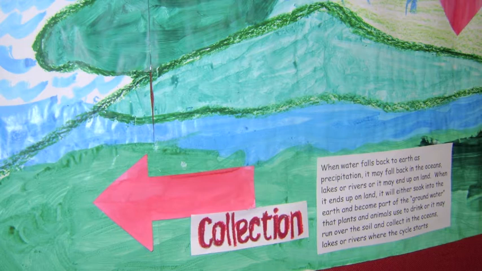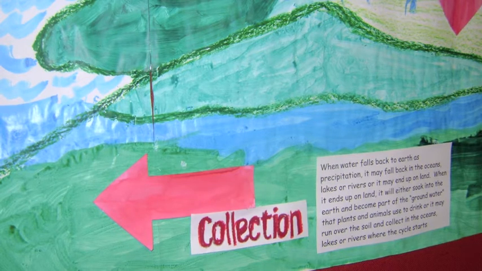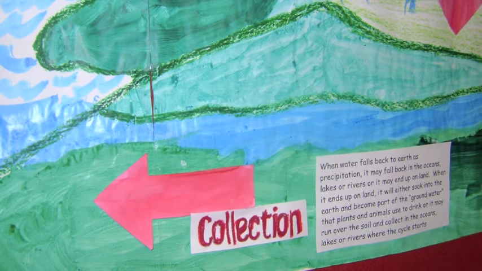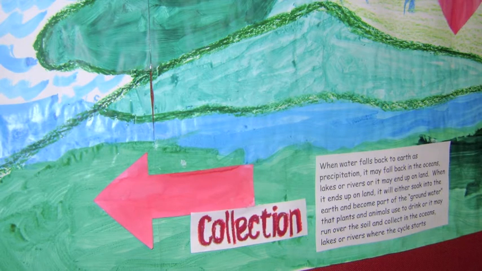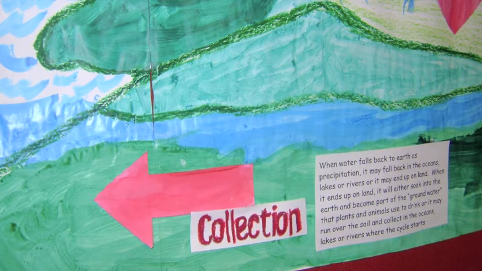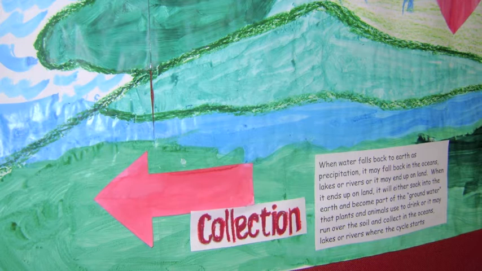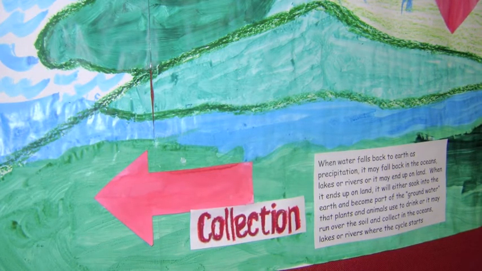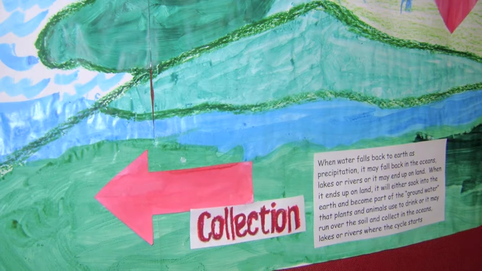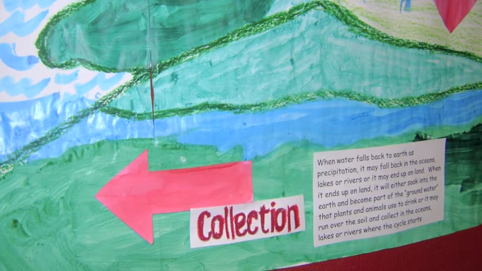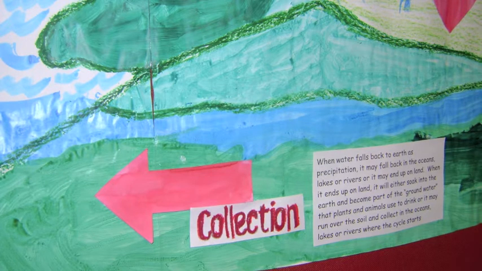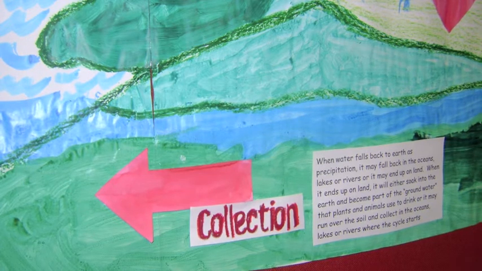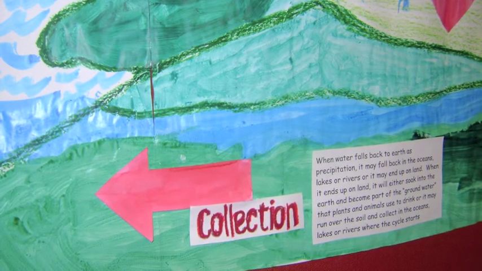When water falls back to earth as precipitation, it may fall back in the oceans, lakes or rivers, or it may end up on land. When it ends up on land, it will either soak up into the earth and become part of the groundwater that plants and animals use to drink, or it may run over the soil and collect in the oceans, rivers or lakes where the cycle starts again.